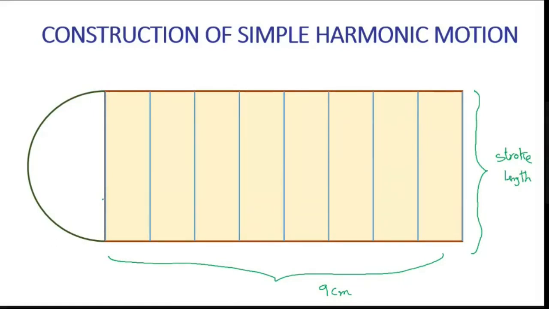Now you split the semicircle into 8 equal parts. You can see it is 1, 2, 3, 4, 5, 6, 7, and 8. It purely depends on how much you divide here. If you divide this into 6 equal parts, divide this also into 6 equal parts. If you divide into 9, divide this also 9. If you divide into 4, divide this also 4.